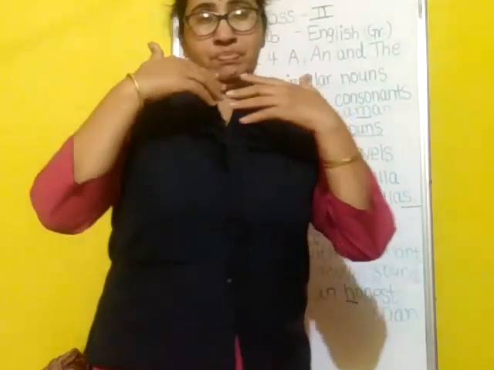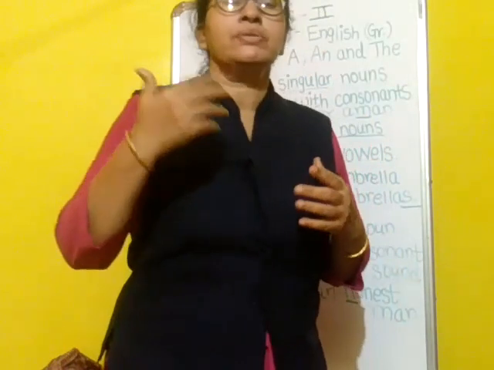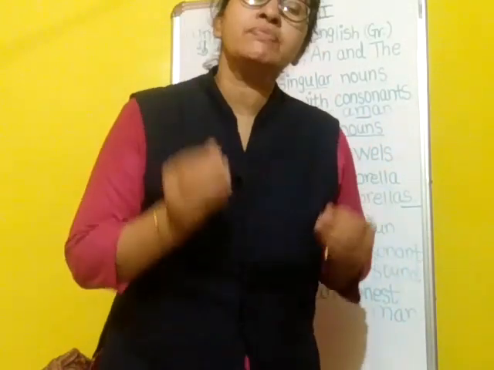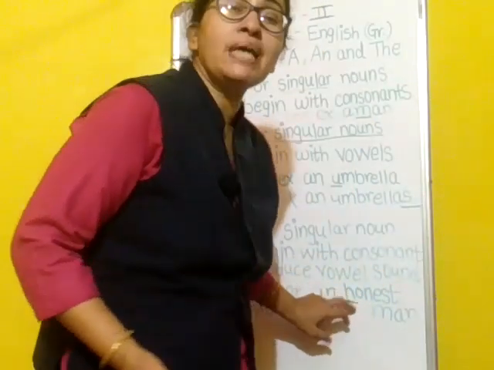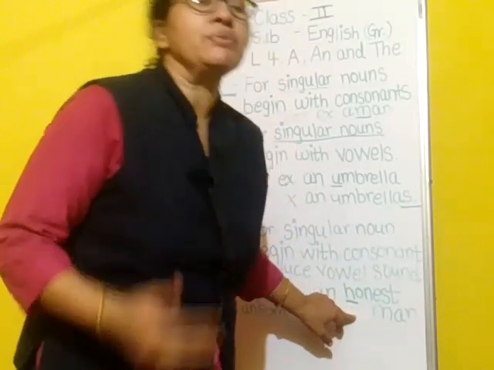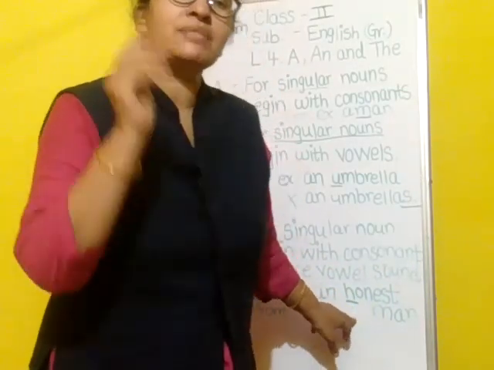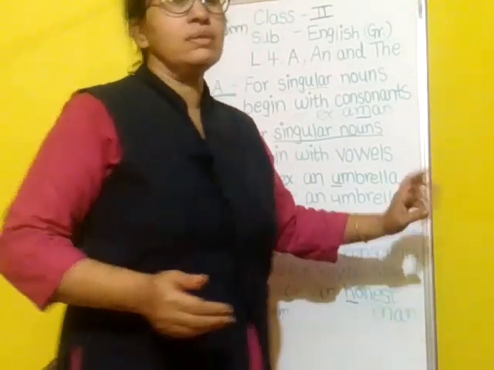Honest, honest. It produces a vowel sound. Try pronouncing it and see. Honest, honest. So it is a vowel sound. And that's why we are writing "an" in front of honest, though it begins with H. It also starts with H, so what sound does it have? Vowel sound, and that's why we have to use "an" in front of honest.